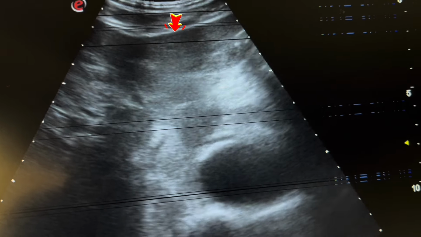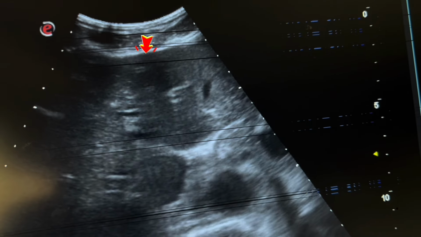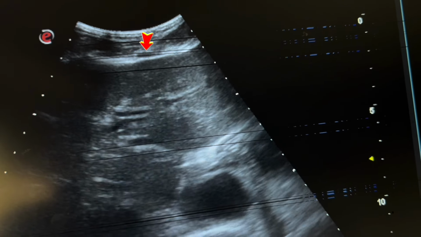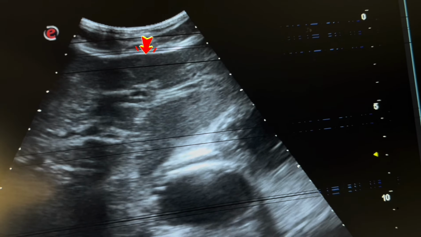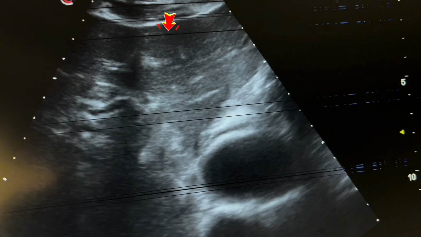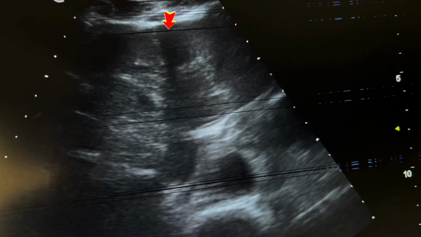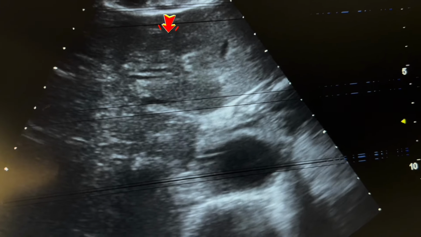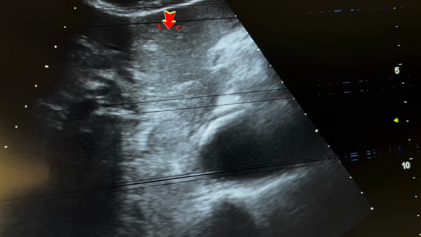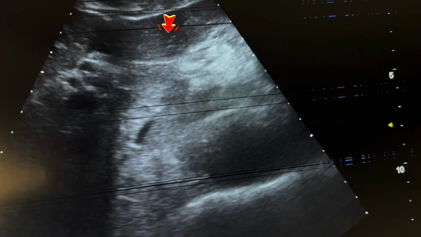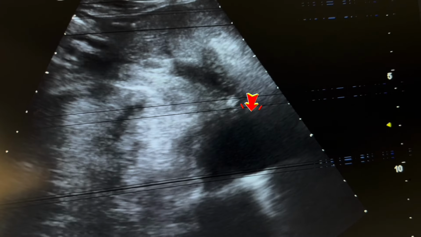Now we are scanning the abdomen to rule out the cause of pain. Here we see the left lobe of the liver, which appears to be normal and shows normal texture. Now sliding the probe to the lower abdomen.